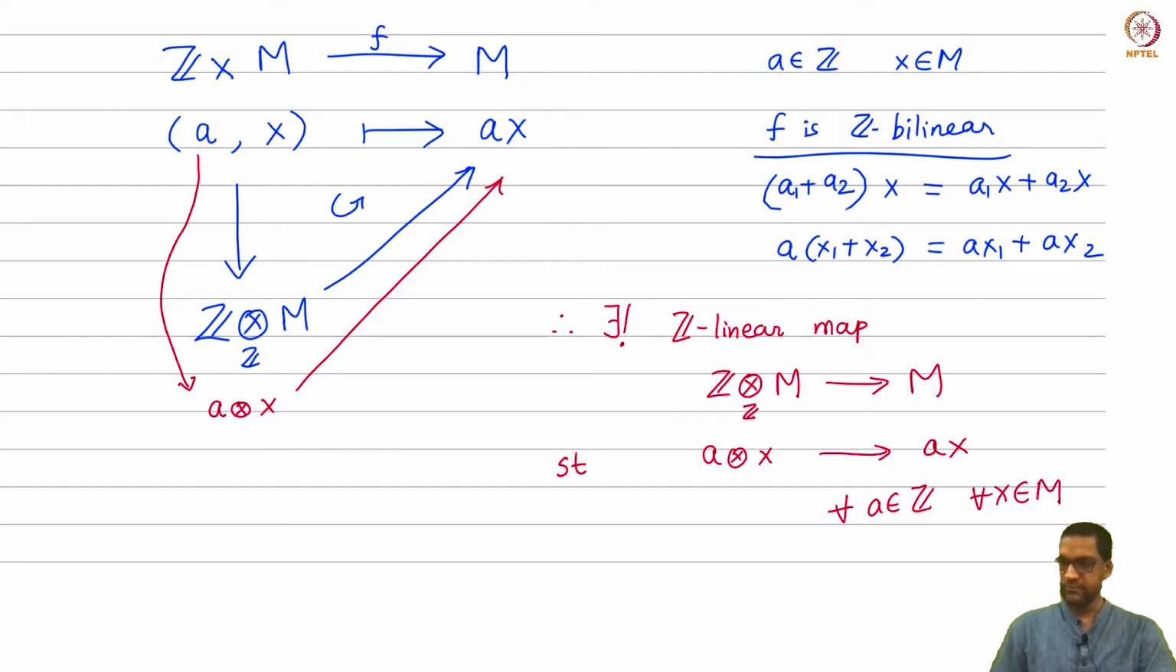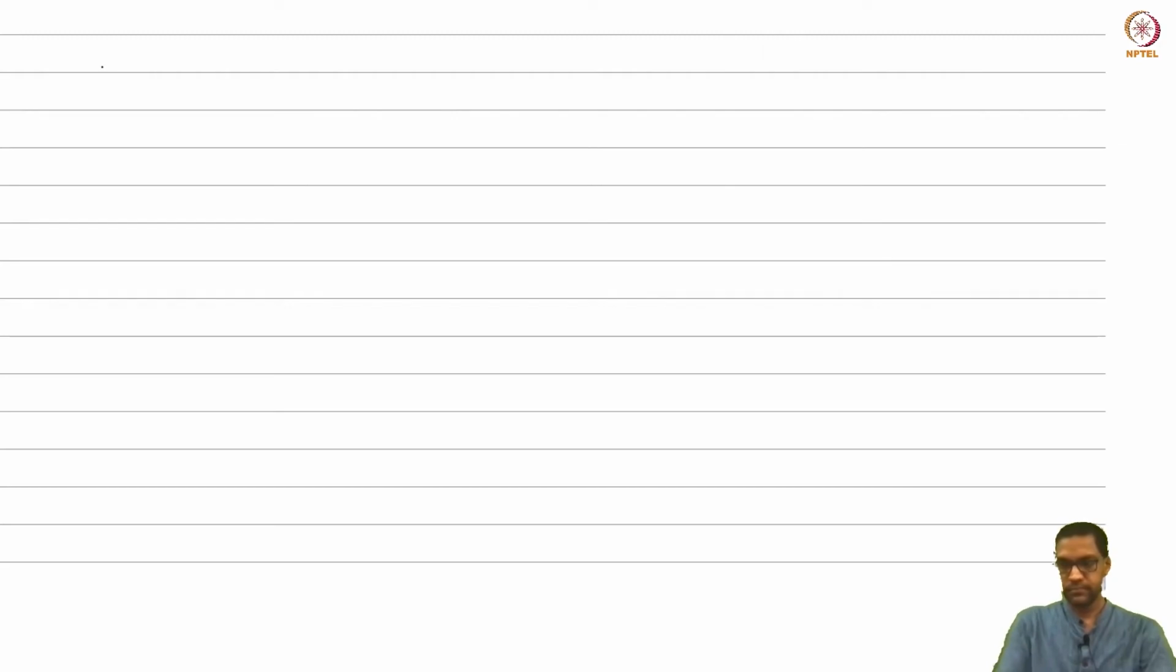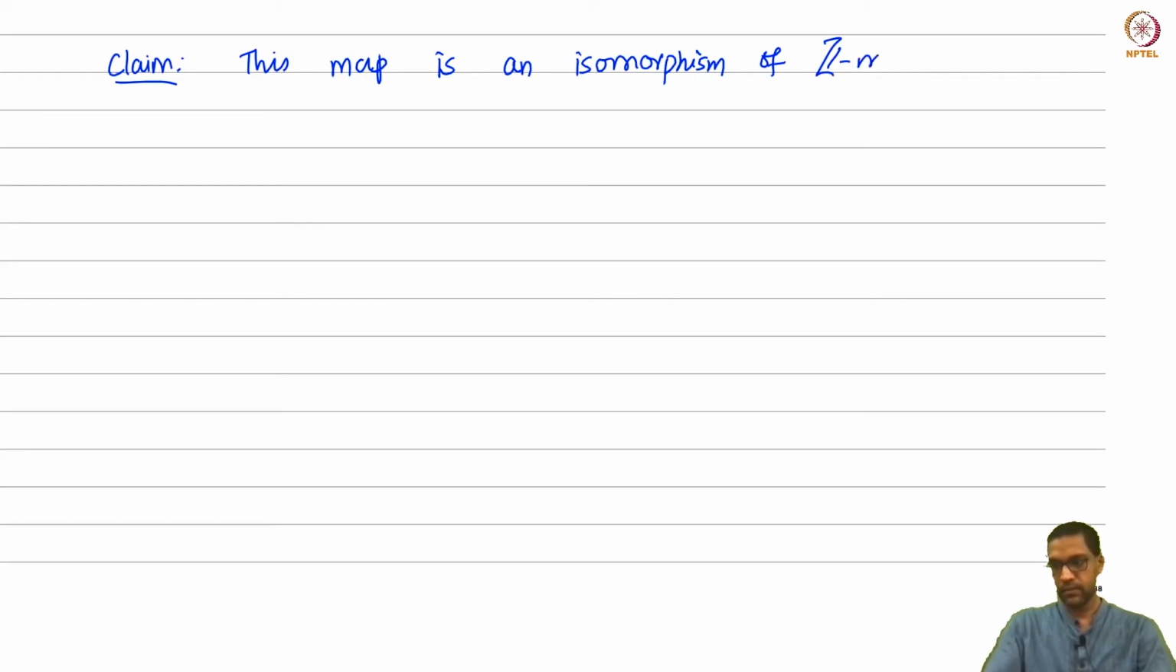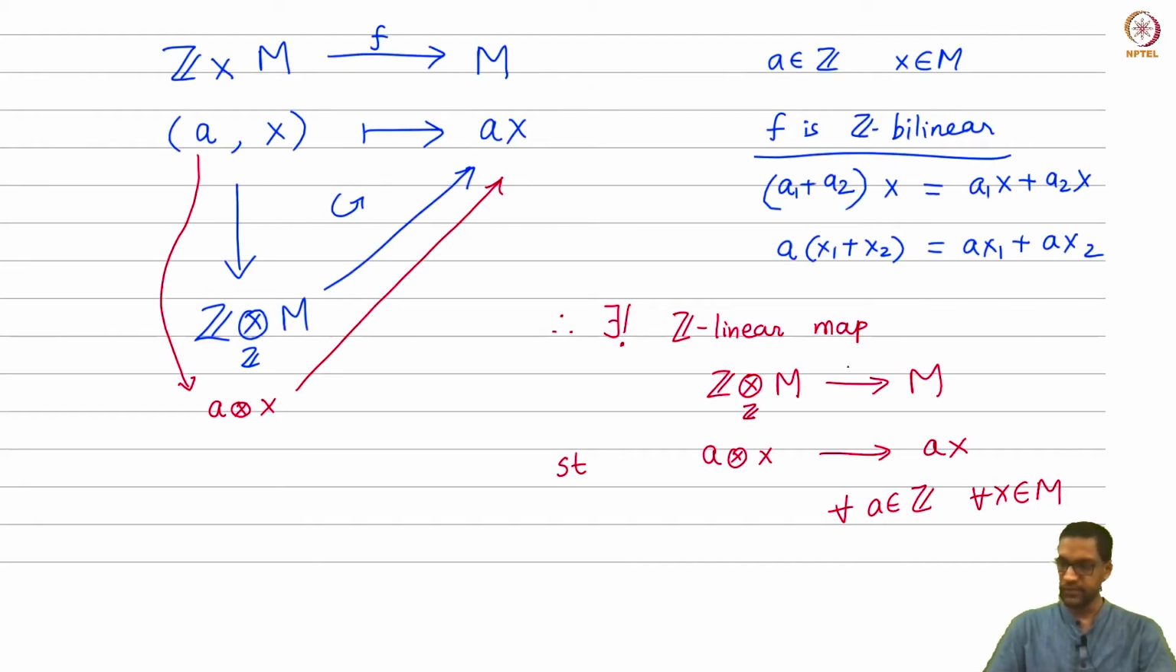Now the claim is this map is an isomorphism. That's going to be our claim: this is an isomorphism of Z modules, meaning it's an isomorphism of abelian groups. For the proof, we'll show it's one-to-one and onto. First, observe that onto is clear. We'll give this map a name, F tilde. F tilde is onto because you just have to take a to be 1.